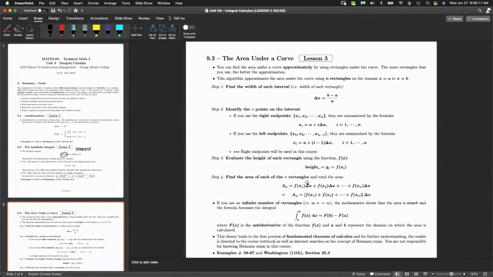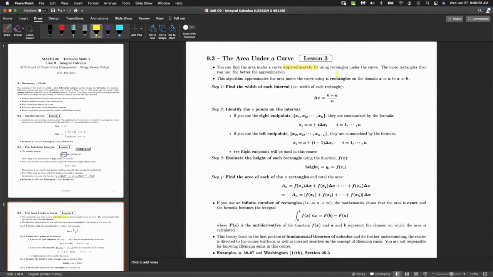What we're trying to do here, and I just want to emphasize it, today we're trying to find the area under a curve approximately. So focus on that word, approximately, okay? I don't know if I should underline it or highlight it.